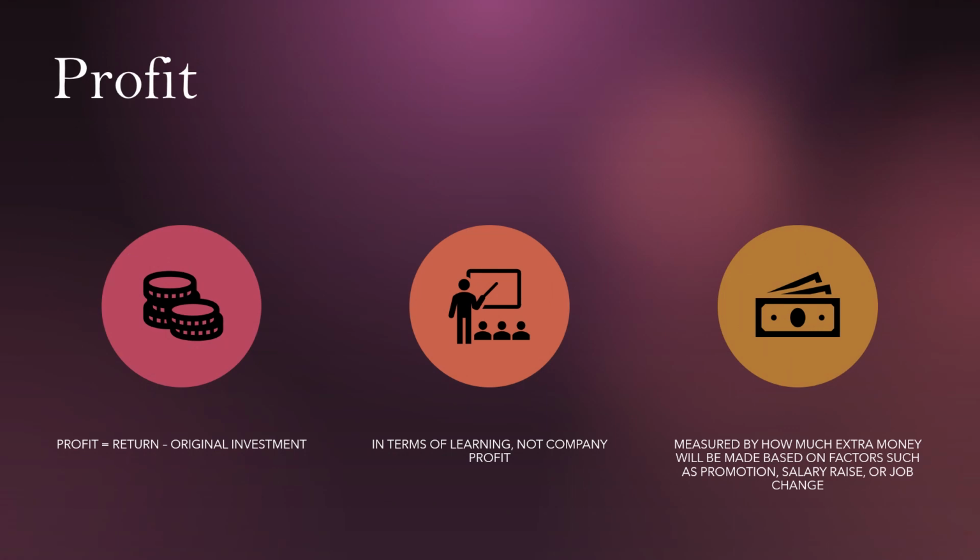To break down this formula, the first thing we come to is profit. There's a formula where you get your profit as well. Your profit equals return minus original investment. This profit isn't speaking in terms of money made through materials or services. This is in terms of learning, not company profit. It is actually measured by how much extra money will be made based on factors such as promotions, salary raise, or job change. When we talk about job change, that is a job that you can get based on this training that you received that will pay higher than what you were already making.